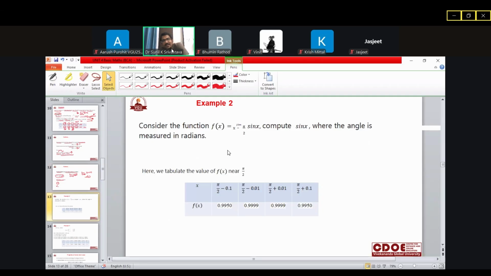We have another example in the radians form here, one of the most important parts. Consider the function f of x, where the limit is x tends to pi by 2 and the function is sine x. What is the limit of the function sine x when x tends to pi by 2?